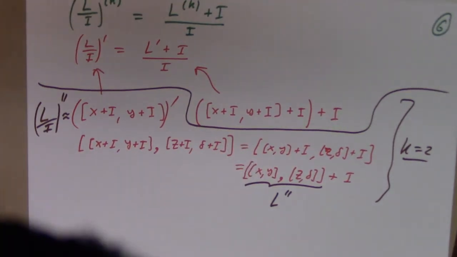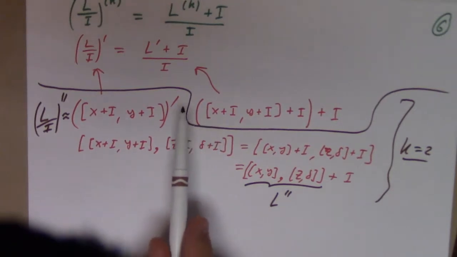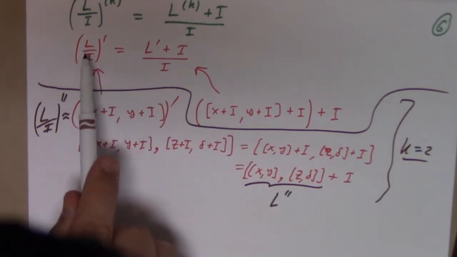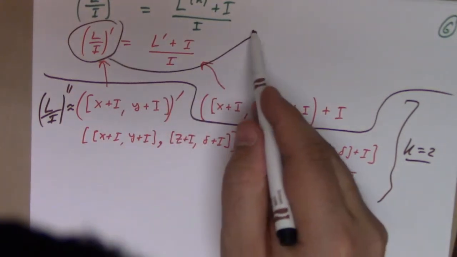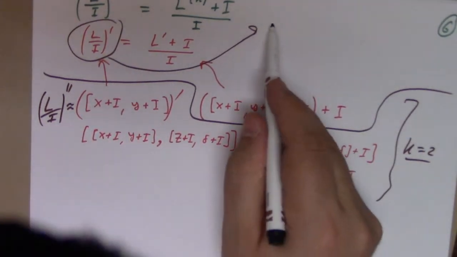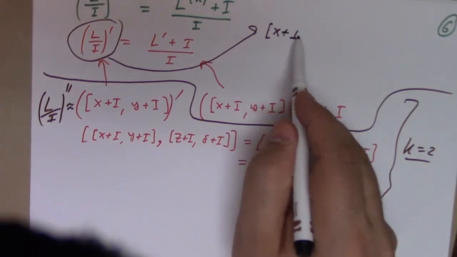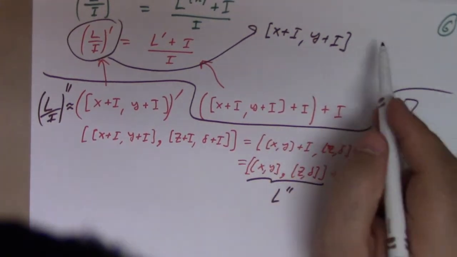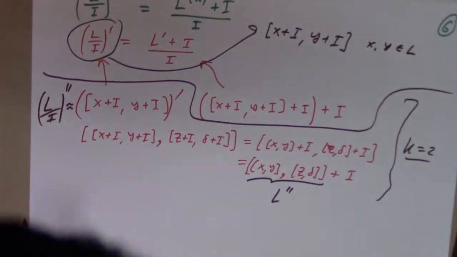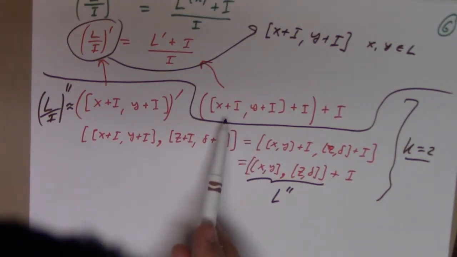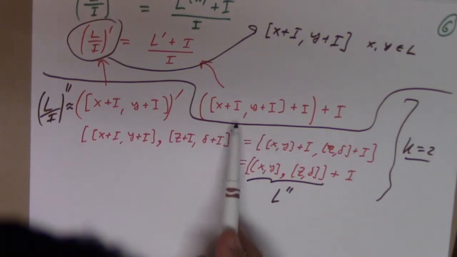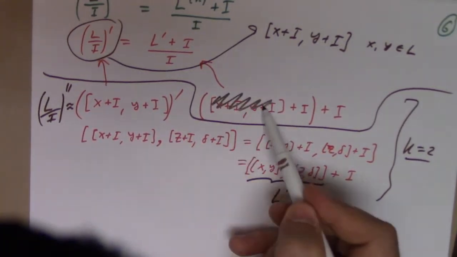Let's see here, what do we have? Did we figure it out yet? So L mod I prime would just be what? I guess just brackets of quotients, right? It's just x plus I, y plus I for x and y in L, where I is the ideal. That's something in L quotient I prime. And on the other hand, something in L prime would be, oh, this isn't right either. This is not L prime. Right, that's L prime. Let's try this again.